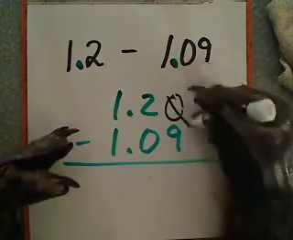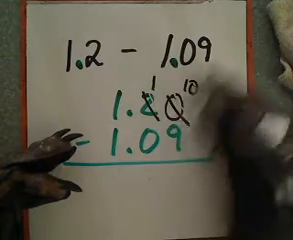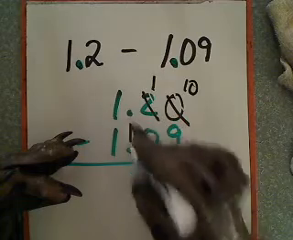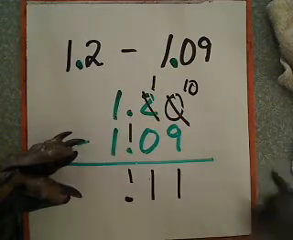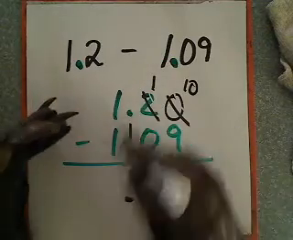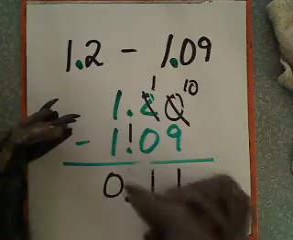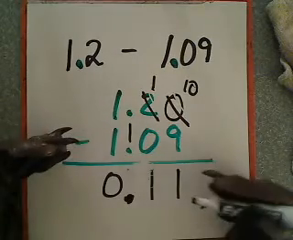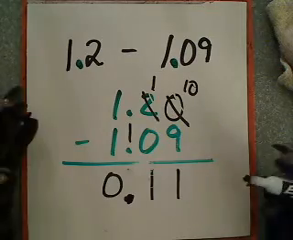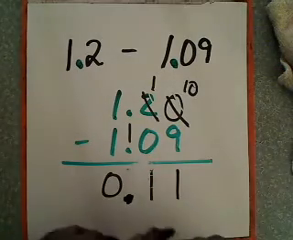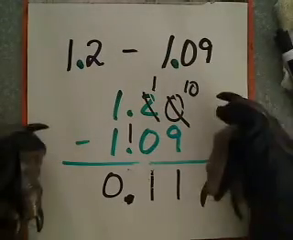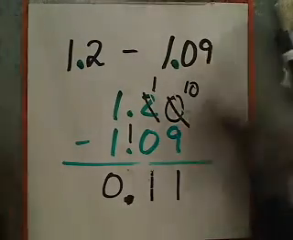0 minus 9, you got to borrow. 10 minus 9 gives you 1. Sorry, that's not a 1 there. Don't mean to confuse you. Line up your decimals, and then 1 minus 1 gives you 0. So your answer here is 0.11, or 11 hundredths. All right, so just a couple of things to remember. Find your decimals. Line up your decimals, add zeros, and then subtract away.